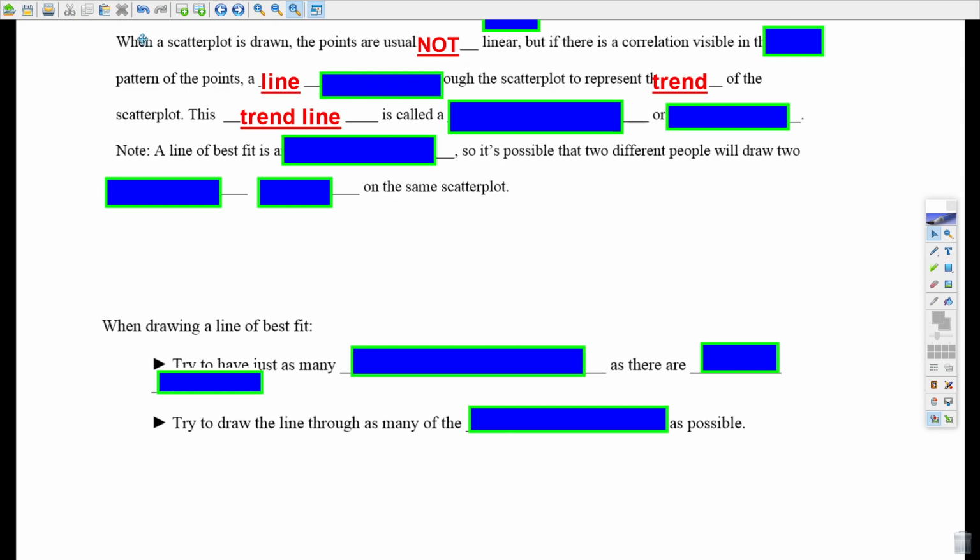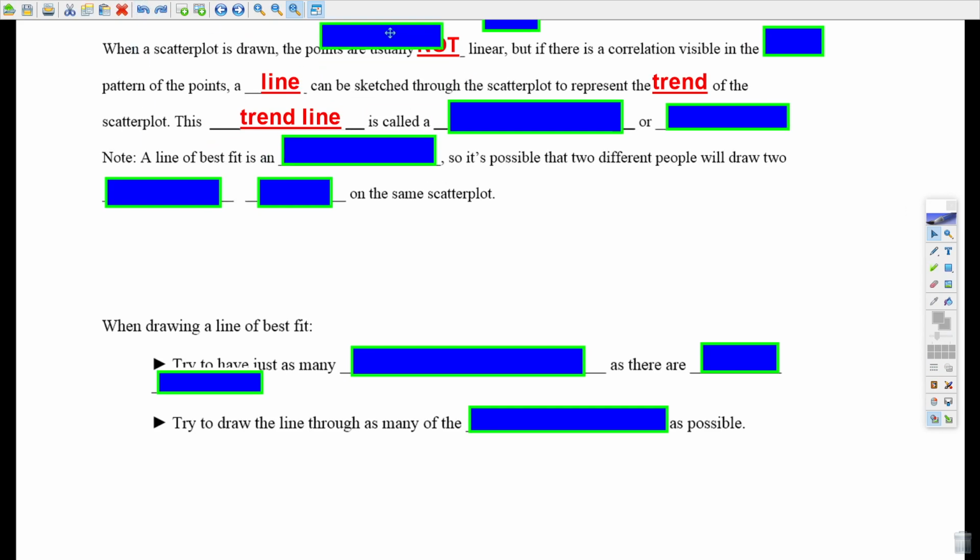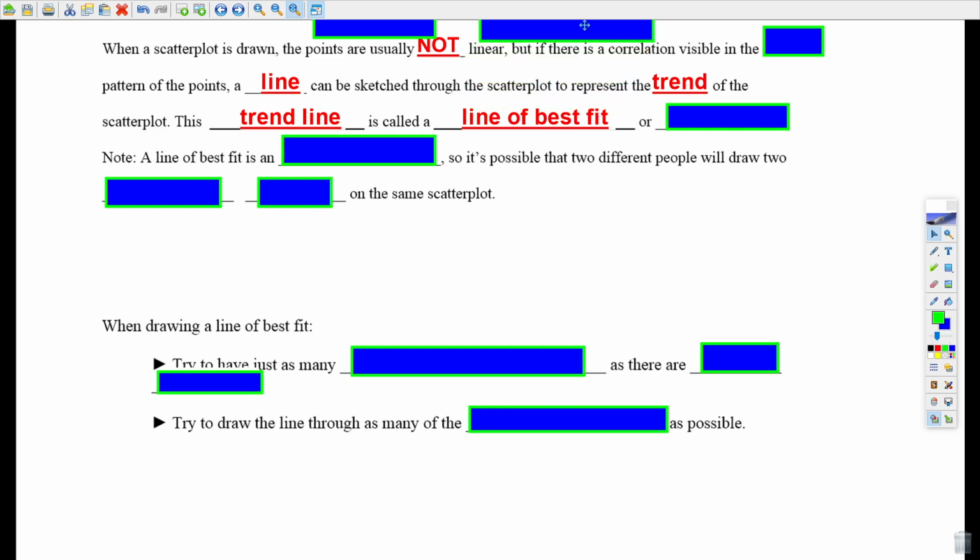This trend line is called, what you're familiar with, hopefully, a line of best fit. They also call it a regression line. But it means the same thing. Regression, line of best fit, means the exact same thing.